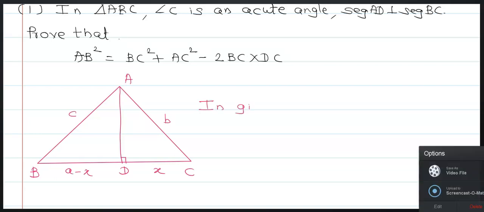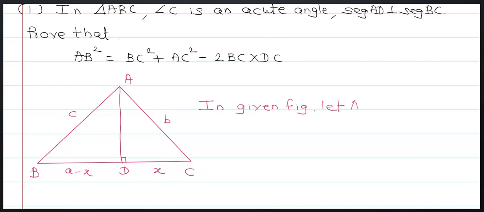Now see this first of all. The triangle ABC, where the angle C is the acute angle. Side AC is opposite to angle B, therefore it is small b. Side AB is opposite to angle C, therefore it is small c. And the side BC is opposite to angle A, therefore the whole is treated as a, and this distance, that is DC, is x. Therefore BD is equal to a minus x.